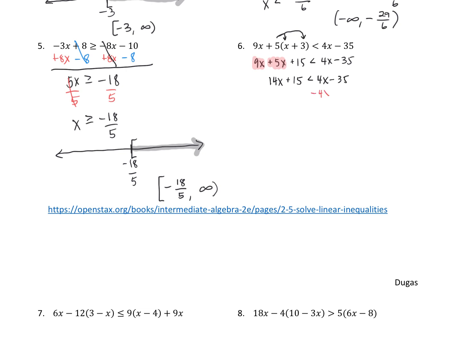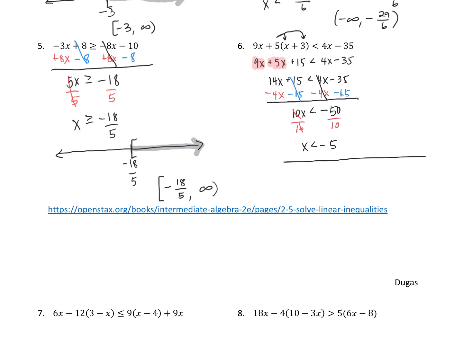We will move the x's to the left. So I will subtract 4x from both sides and move the constants to the right. So I will subtract 15 from both sides. So I will get 10x is less than, I believe that's negative 50. Divide by 10. So x is less than negative 5.